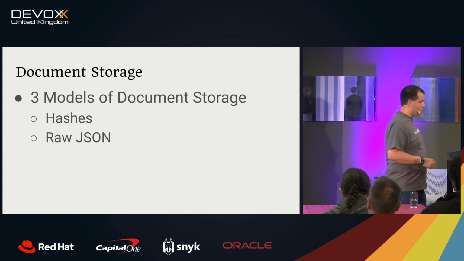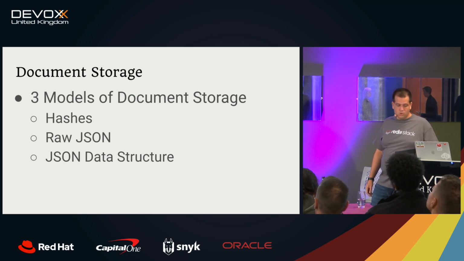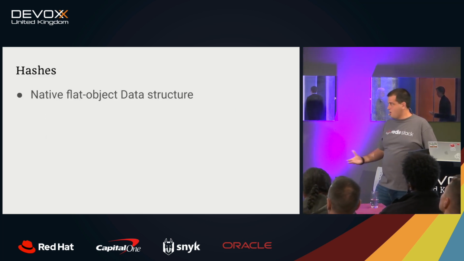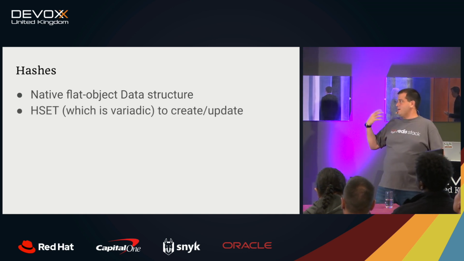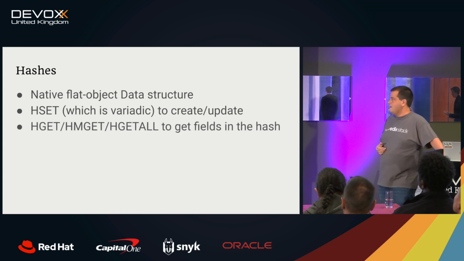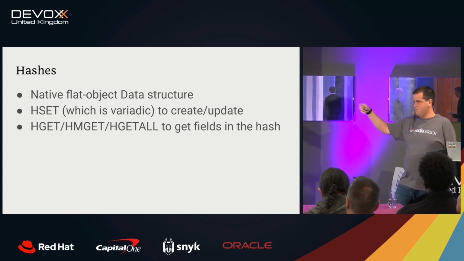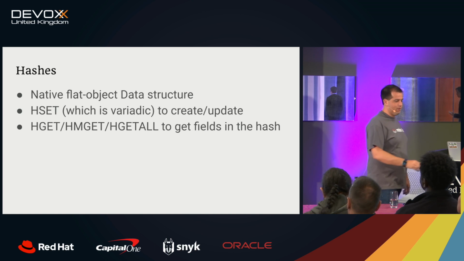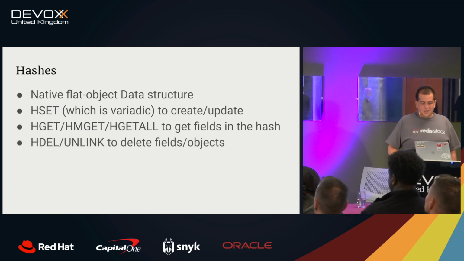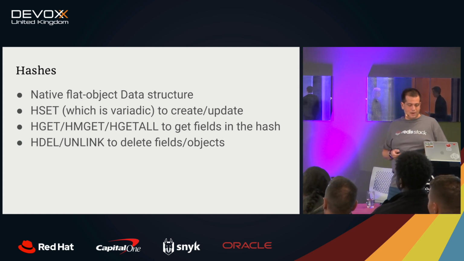And that's actually been a really popular pattern for many years. And then you can use the JSON data structure that I showed you before. So hashes are a native flat data structure within Redis. And HSET, which is variadic, by the way, can be used to update and delete. Then you can use HGET, HMGET, or HGETALL to get fields within a particular hash. HGET gets one, HMGET is variadic and allows you to get many. HGETALL just pulls the whole hash back for you. Then HDEL and UNLINK are basically what you can use to delete fields or entire objects within Redis.